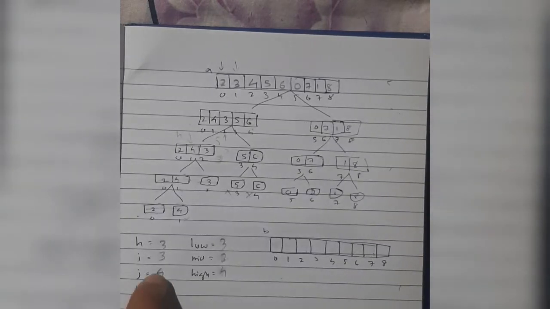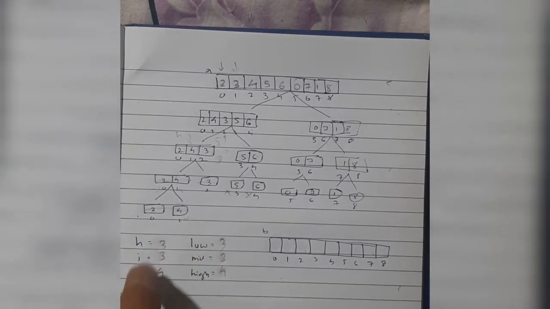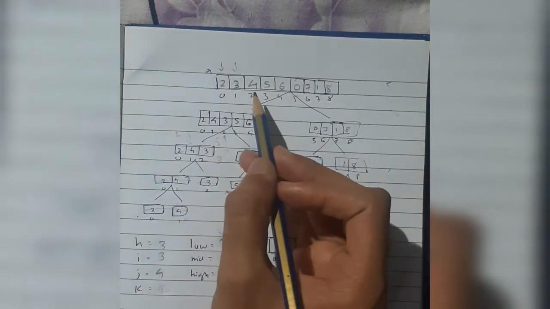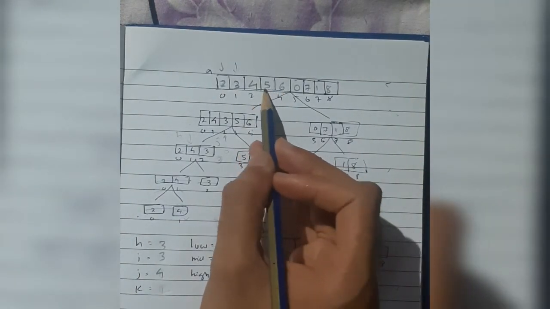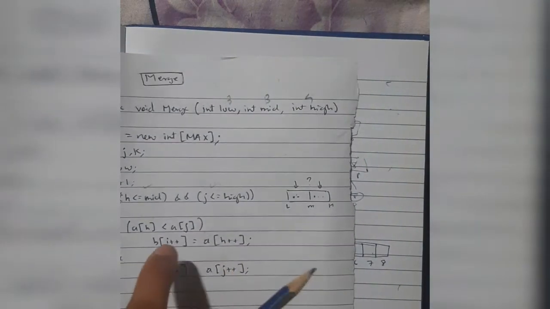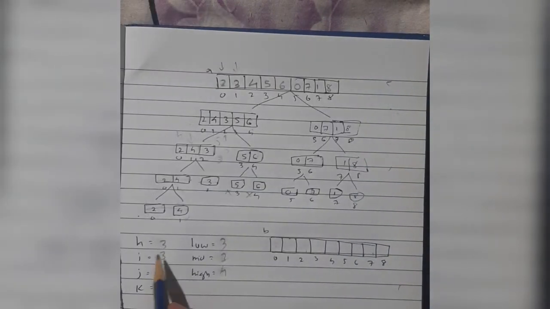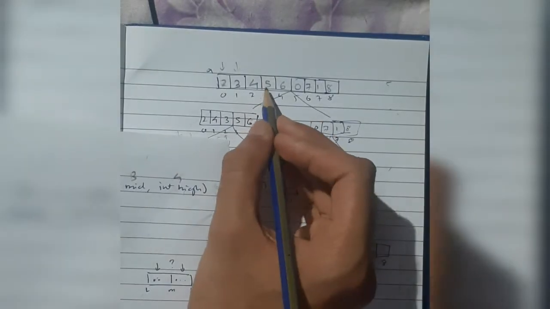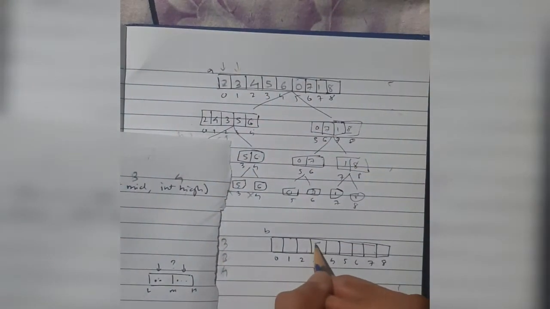A of h is less than a of j. A of h means a of 3. A of 3 and a of 4 are getting compared. A of 3 is this one and this one. Is a of 3 less than a of 4? Yes. If it is less than a of 4, what do we have to do? We have to write in b of i plus plus. I is 3, so in this memory location we will be writing a of h. A of h is 5. Since it was smaller, we are writing 5 here.